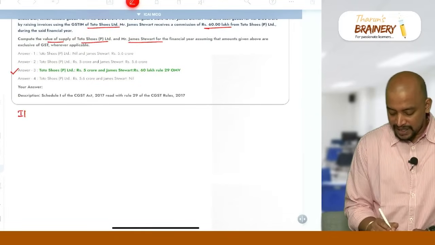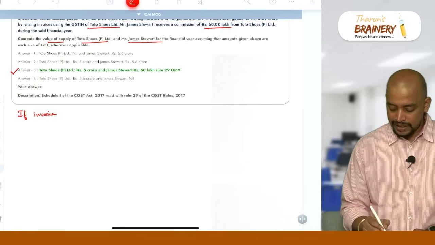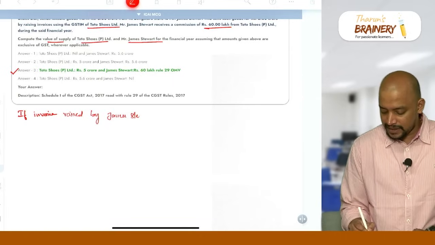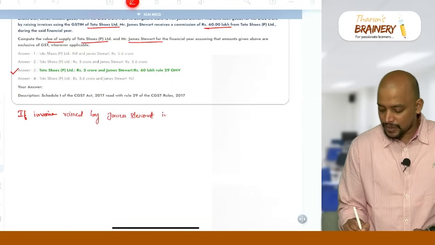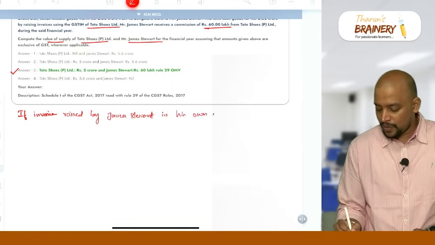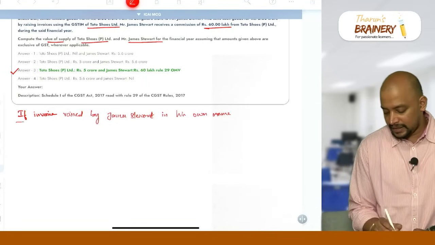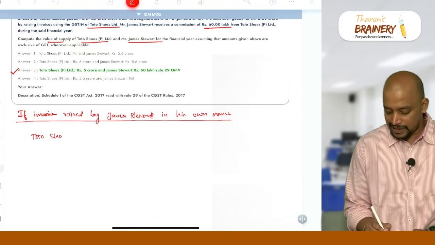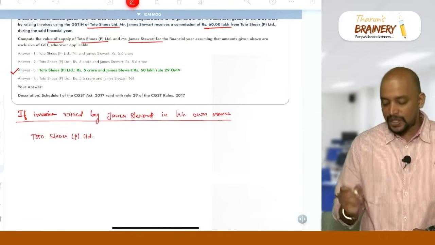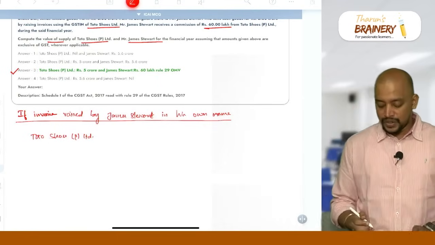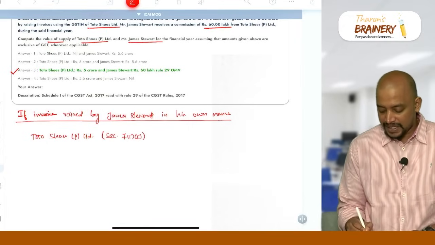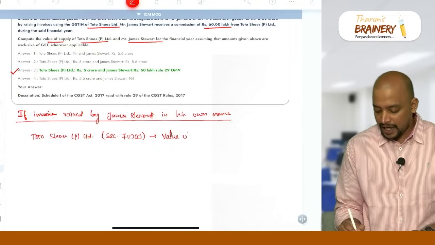If the invoice is raised by James Stewart in his own name, then what will happen to the value of supply? In the case of Toto Shoes Private Limited, between Toto Shoes Private Limited and the agent, it will become a supply under section 71C.